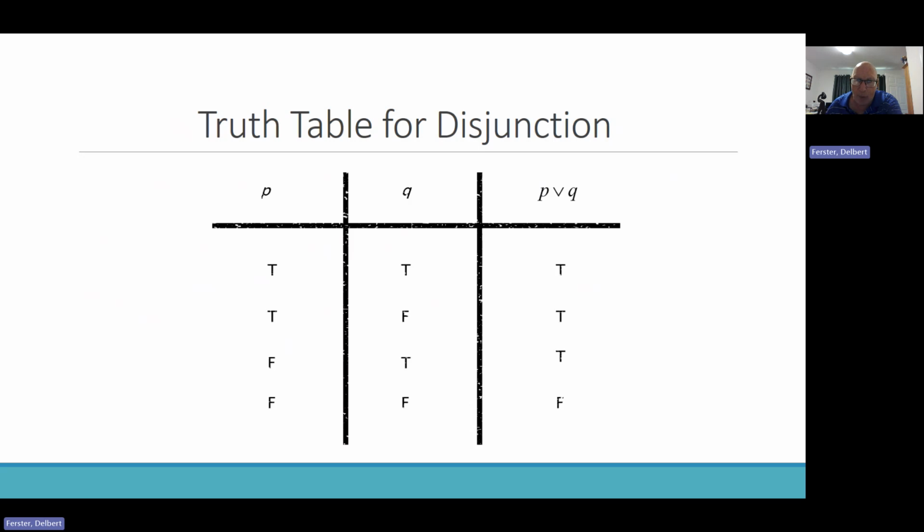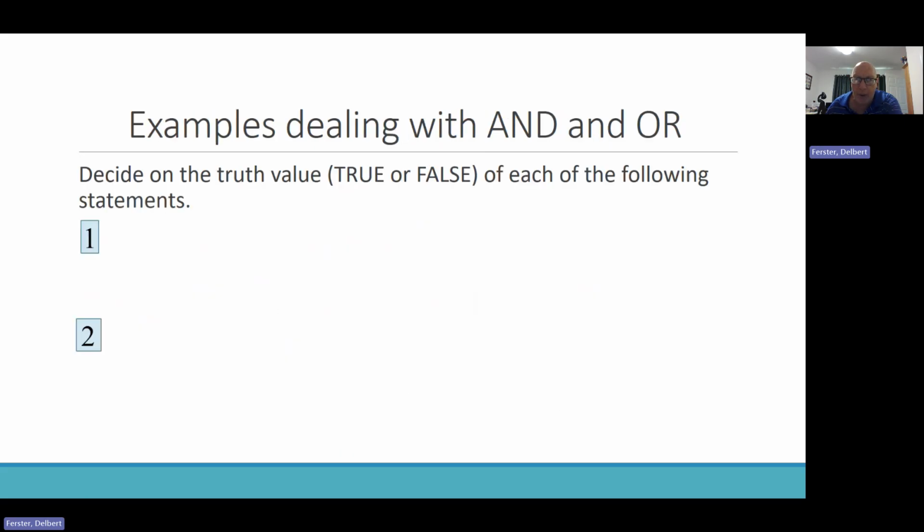All right, here's a truth table for you. If P is true and Q is true, well, then guess what? You've got at least one of them true, so the disjunction, the or statement, would be true. If P is true and Q is false, again the disjunction is true because you had one of the component statements being true. So again, disjunction just needs one statement to be true. Conjunction needs both statements to be true. All right, here we got some examples.